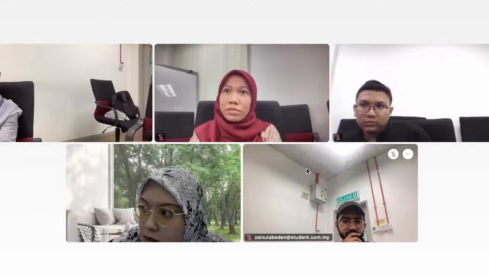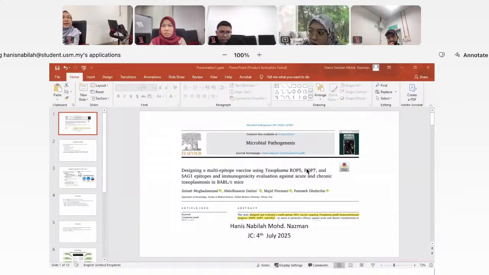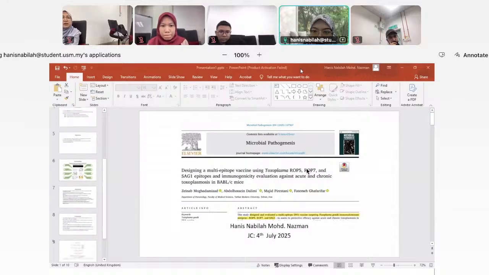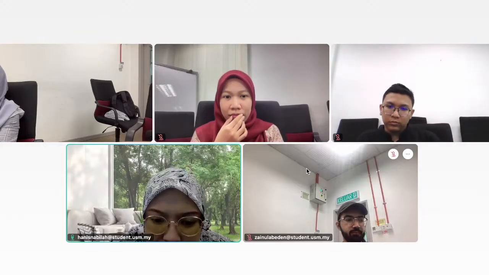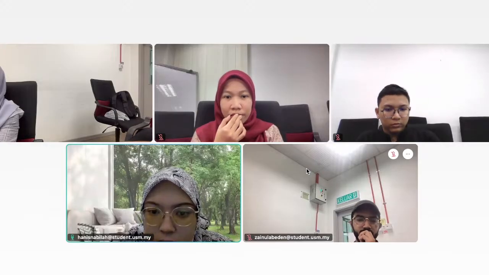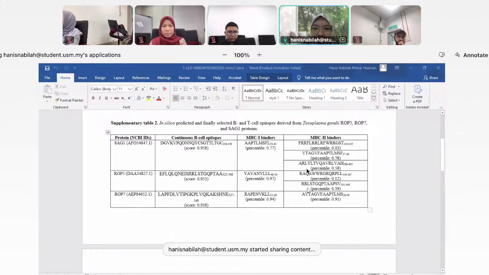So how many epitopes are in this vaccine? Twelve. So they pooled all the vaccine epitopes. Do they link all these epitopes? Yes, they link them. All the bioinformatic results are in the supplementary. I'll share it with you. Here, this is the twelve.